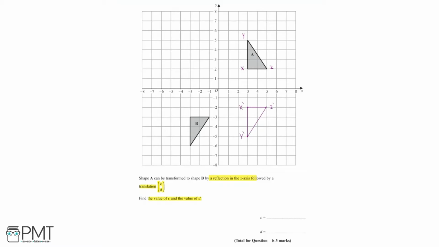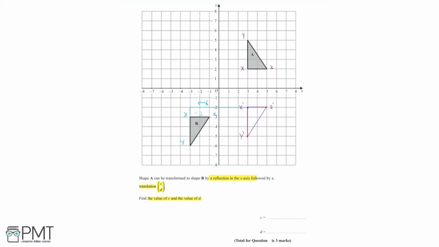Now that we've reflected shape A in the x-axis, we need to find the translation to get from this reflected shape to shape B. And to do this, we can map each individual point onto its corresponding point on shape B. Now looking at shape B, we can identify this point to be x, this to be z, and this to be y. And so to get from x on the reflected shape to x on shape B, we can trace its path. We start by going 6 spaces to the left, and then 1 space down.